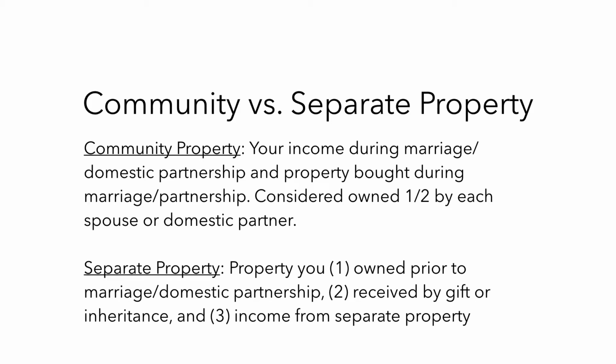Separate property is the property that you own prior to getting married or entering into your registered domestic partnership. It also includes property that you received by gift or inheritance and the income from separate property. Say, for example, you had real estate before getting married. The rent from that real estate would be considered your separate property.